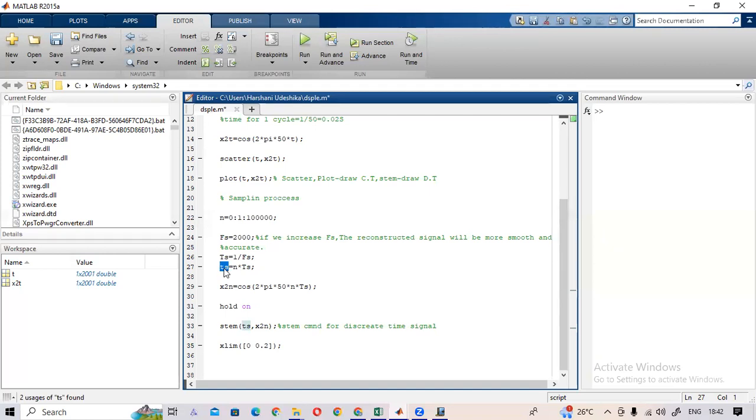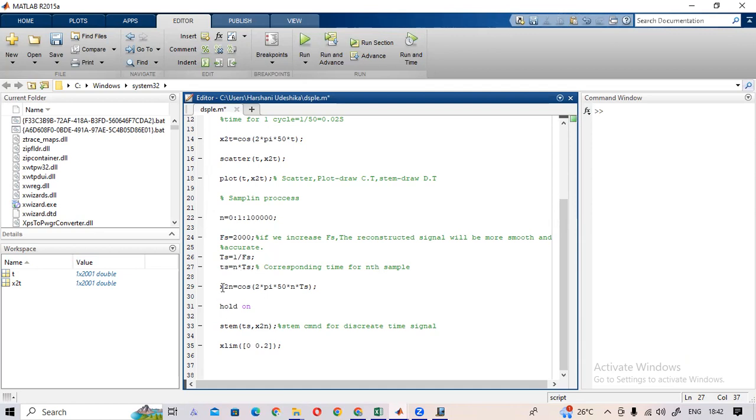We have discussed these things. So this is the corresponding time for the nth sample. Corresponding time for n sample. The time value corresponding to the nth sample is what is given by this nTs.